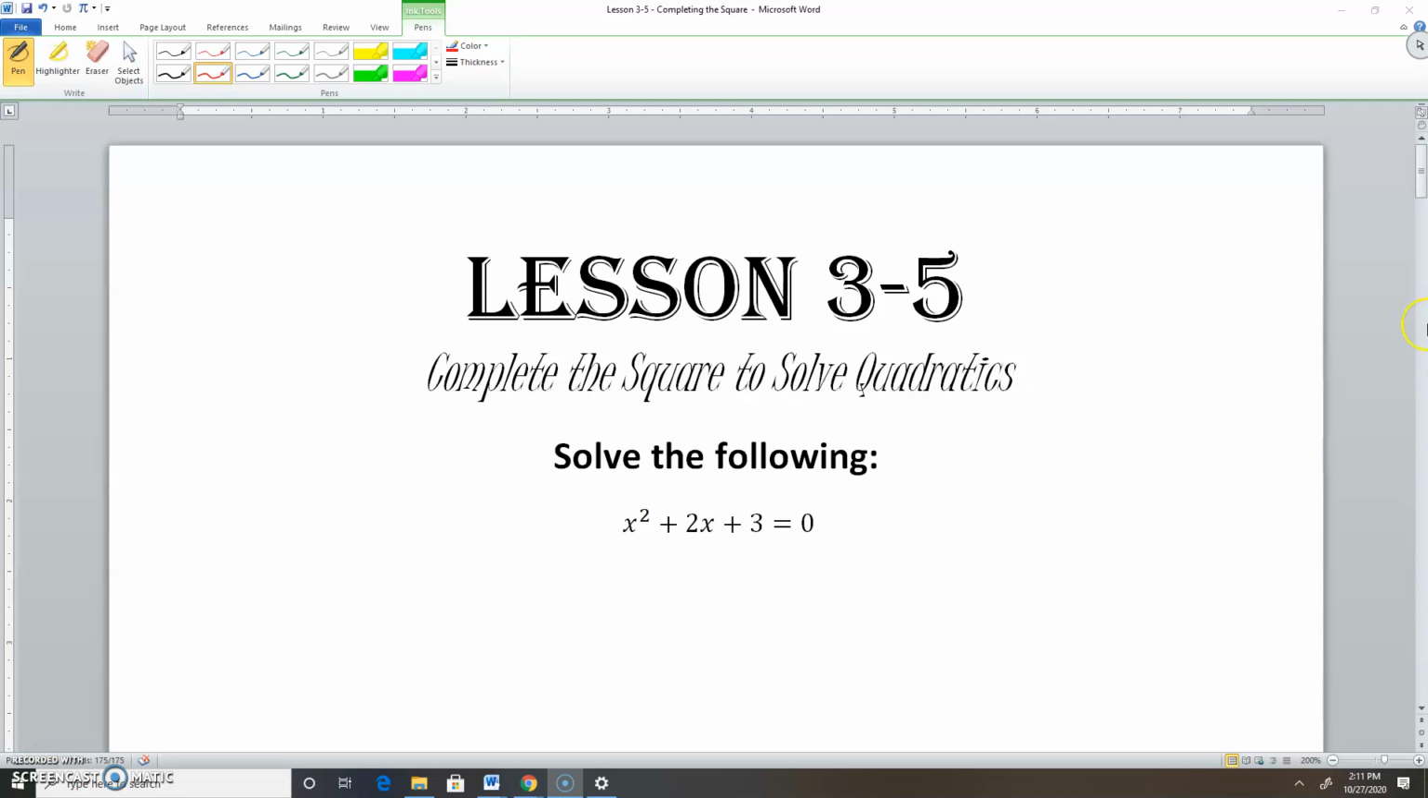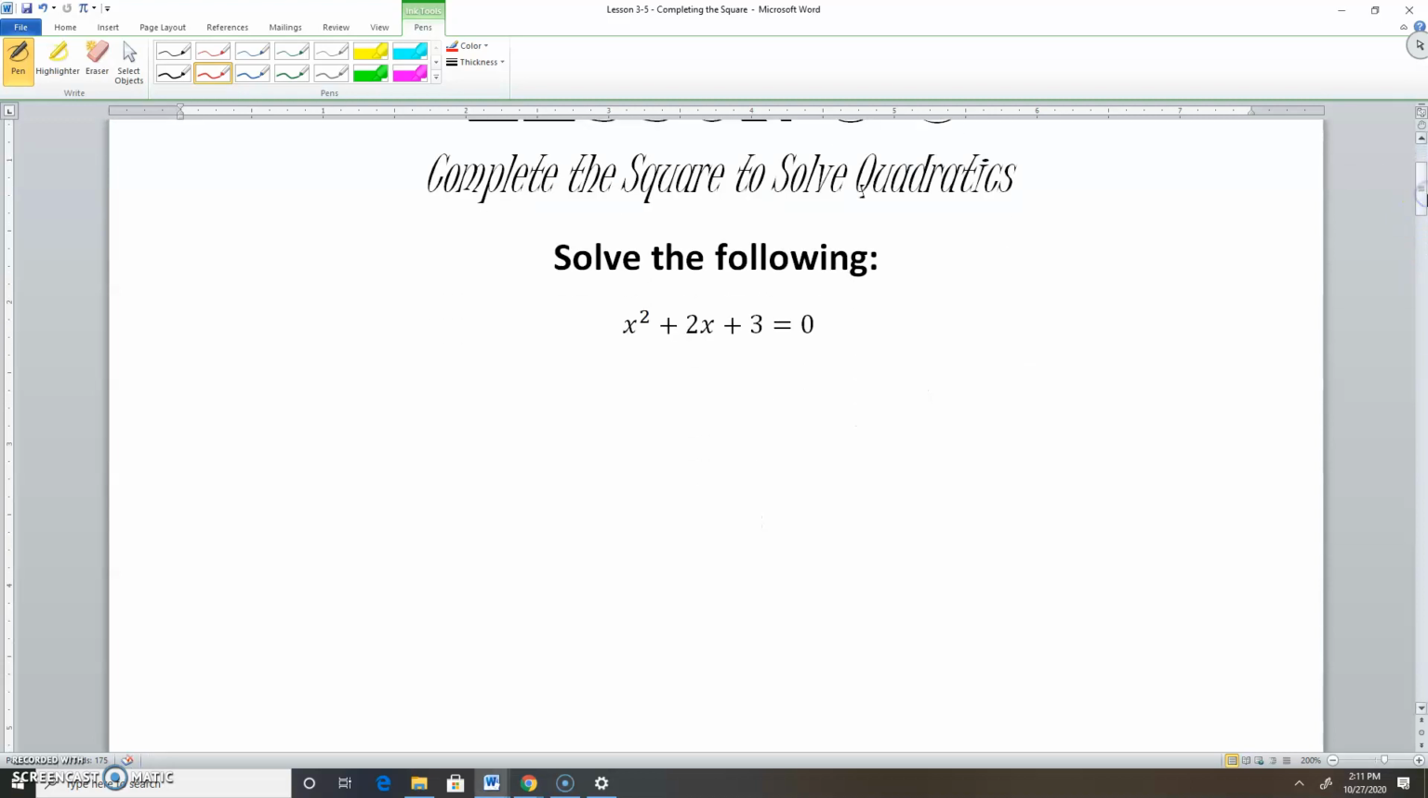Okay, so we are going to be doing lesson 3.5 today, which is to complete the square to solve quadratics. Starting off, we need to solve the following: x squared plus 2x plus 3. Now, we've done problems like this before. Remember, our rule is that if we have an x squared and an x, the only way you can solve it is by factoring. Before I factor, though, I do have to make sure that this equals 0, which it does, so we're good there. Now we're ready to start factoring.